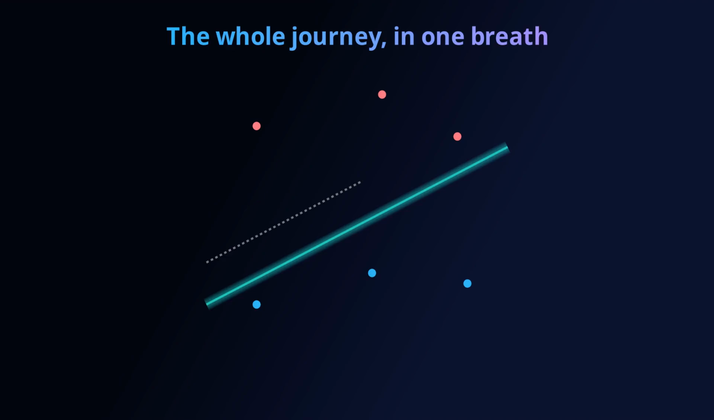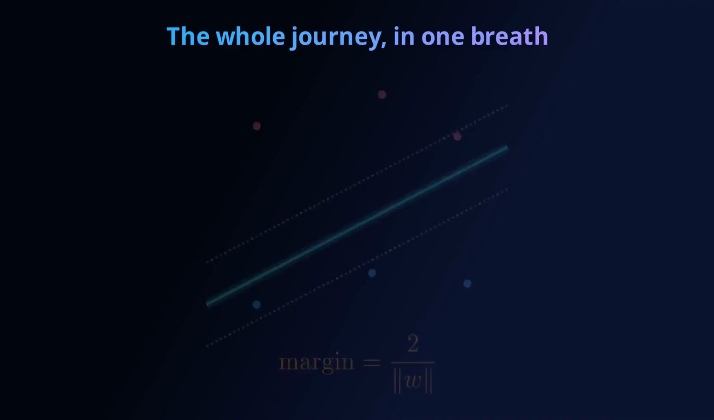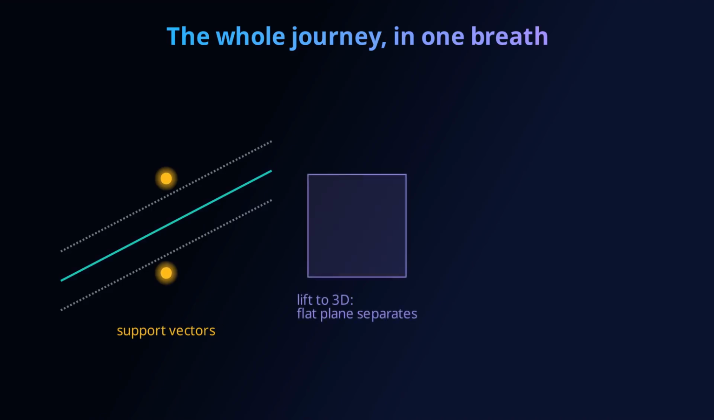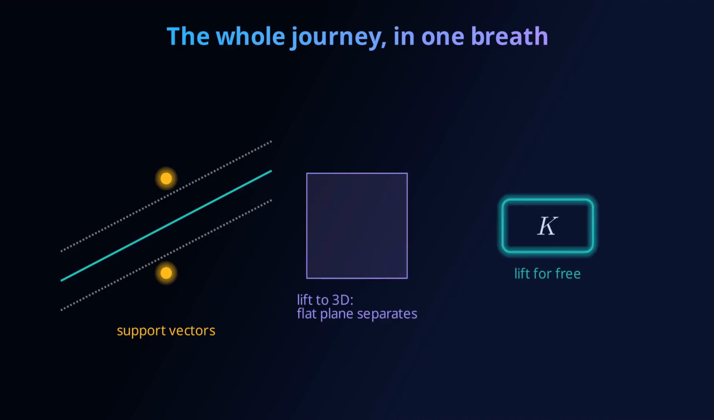Let's gather the whole journey into one breath. We wanted a separator, and we chose not just any line but the one running down the widest possible street. That width, the margin, turned out to be 2 over the length of W, so we made W small. The street was pinned by only a few support vectors, the hardest points on the border, and everything else could be forgotten. And when the data refused to separate, we lifted it into a higher dimension where a plain flat plane did the job, computing that lift for free with the kernel trick.